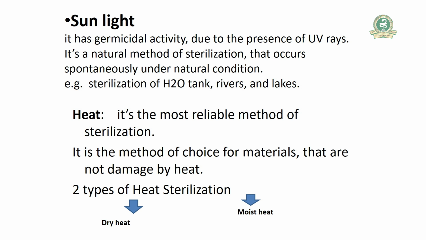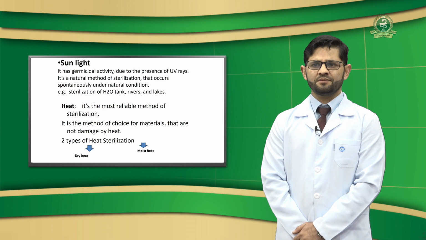Heat is the most reliable method of sterilization. It is the method of choice for material that are not damaged by heat. There are two types of heat sterilization: dry heat and moist heat.